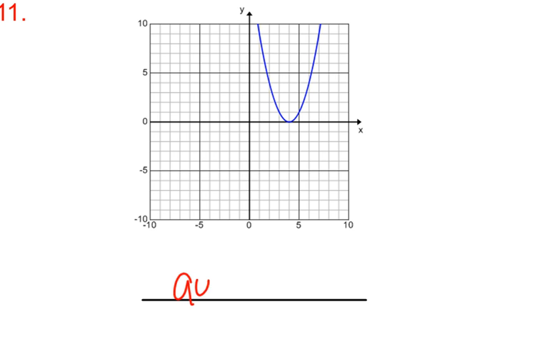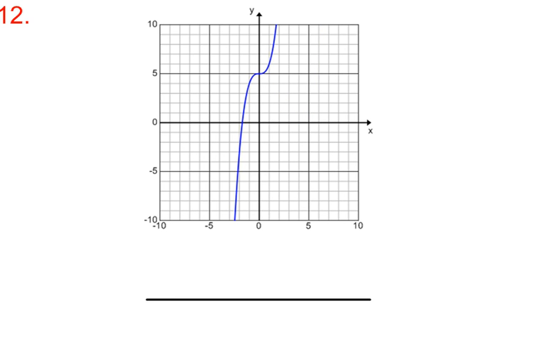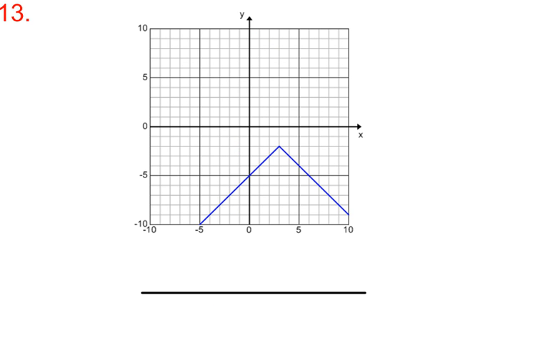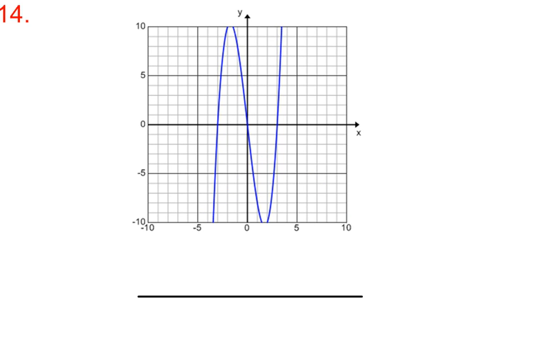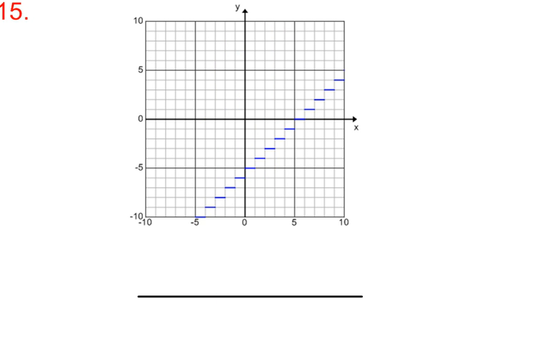Number 11 is a parabola, so we'll say quadratic. Number 12, this is a cubic function. We only have one real 0, so that means there's 2 imaginary roots, but our arrows go in opposite directions, so that's our only way of identifying that. So cubic function. Number 13 is that V graph again, so there's an absolute value. Number 14, arrows in opposite directions. 3 real zeros, look at that. So we're saying cubic. Number 15, there's our step function again, so we'll say greatest integer.